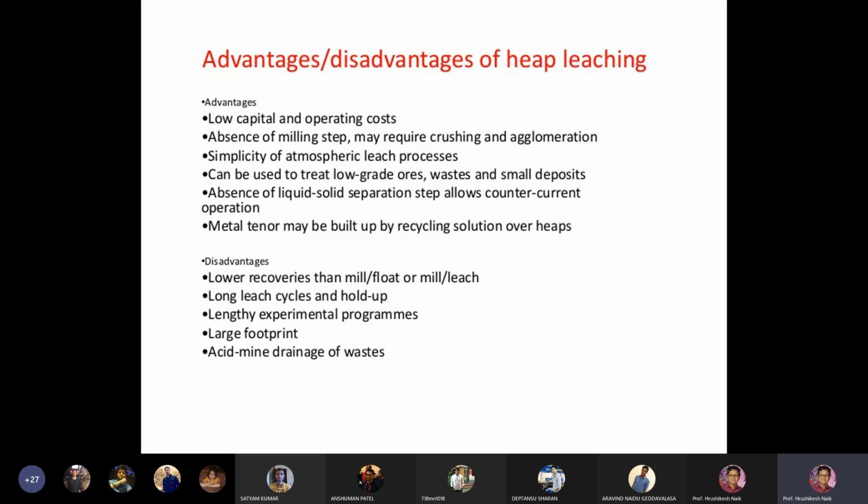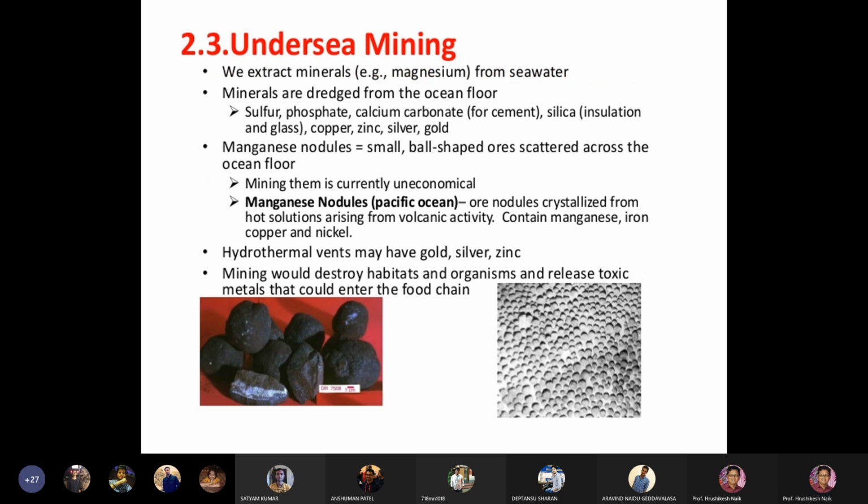But the disadvantages associated with heap leaching are lower recoveries than the mill flotation or mill leach process, long leach cycles and hold-up periods, lengthy experimental programs, a large footprint, and acid mine drainage problems may occur in your mining area. So these are the advantages and disadvantages of heap leaching.